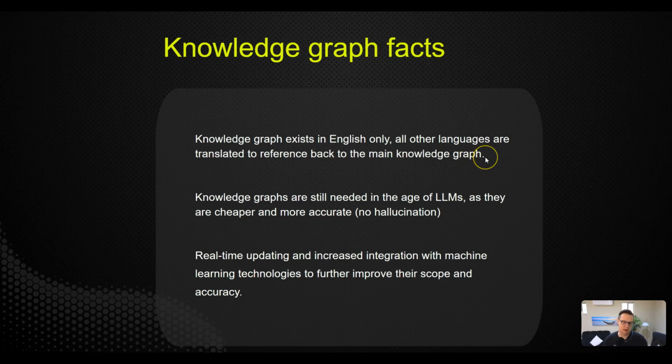I would also say that in the age of large language models, so ChatGPT, knowledge graphs are still necessary because they offer better accuracy and are also cheaper to maintain. If you imagine that you try to build a knowledge graph just from a large language model, which has hallucinations, that would most likely not be possible.